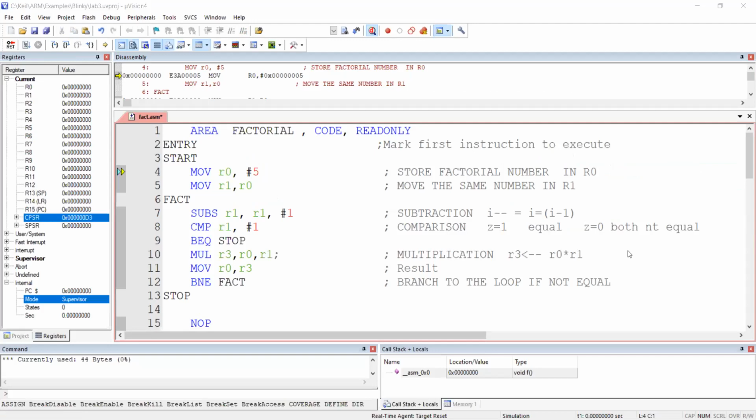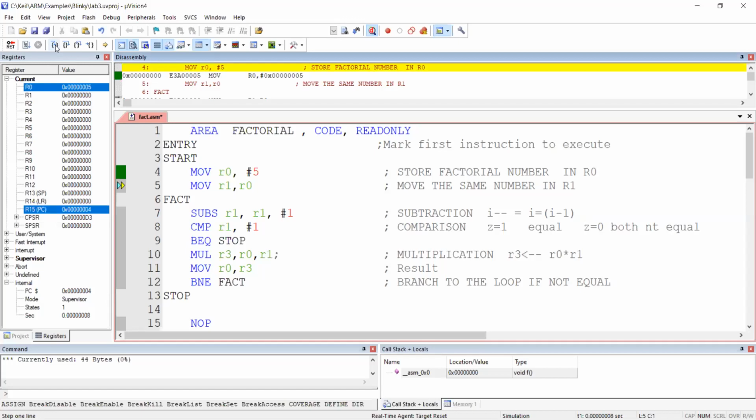What is going to be the answer of the 4th line? R0 value, 5, is right. R1 value is also 5. Please write the register name also: R1 as 5.